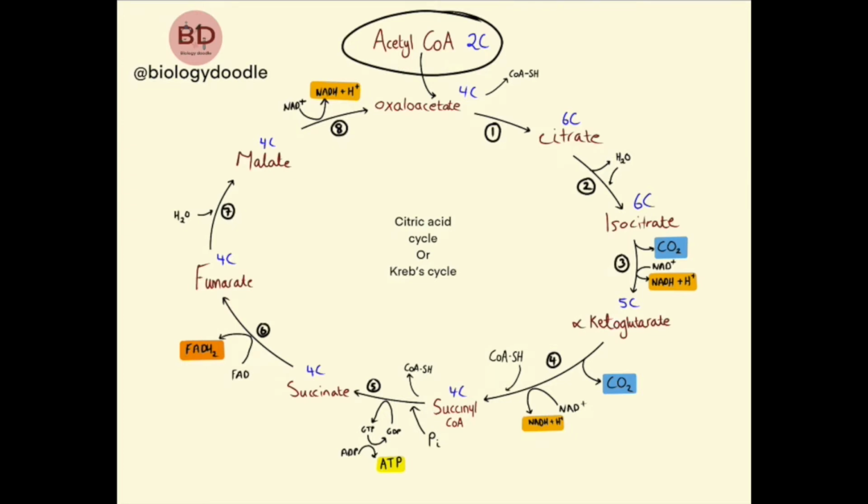They're both high energy compounds basically. GTP can also be used as shown to generate ATP. Step 6. 2 hydrogens are transferred to FAD, forming FADH2 and oxidizing succinate.